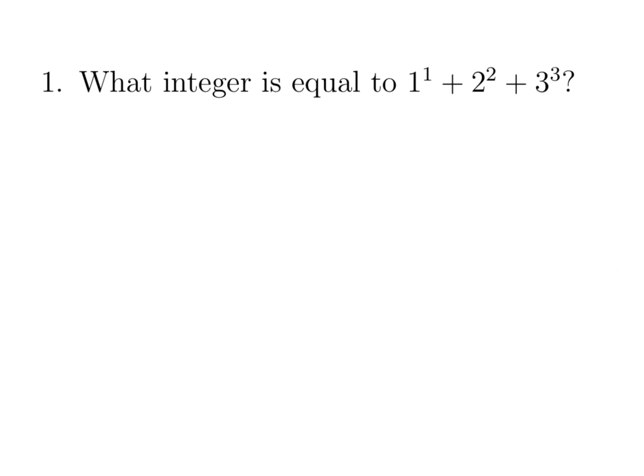What integer is equal to? We have 1 plus 4 plus 27, and that totals 32.